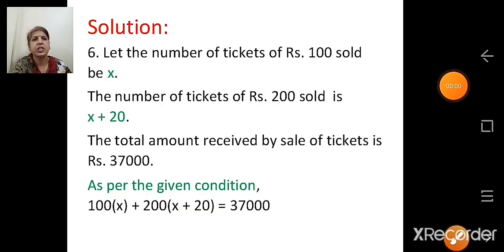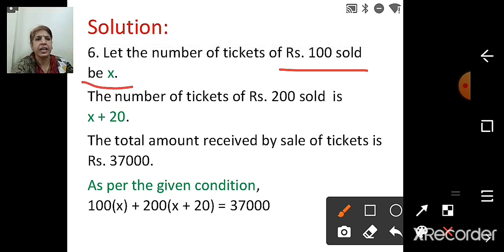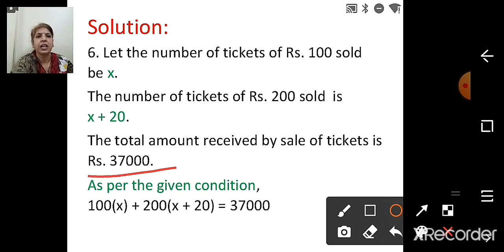Solution. Let the number of tickets of rupees 100 sold be X. We have taken tickets of rupees 100 as X, and the number of tickets of rupees 200 we have taken as X plus 20, because there are 20 more. Total amount received is 37,000. Now, when we say the word total amount, it means plus.